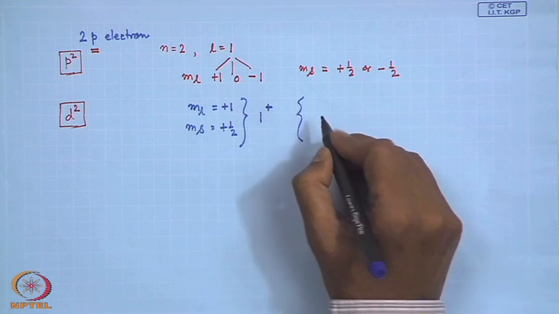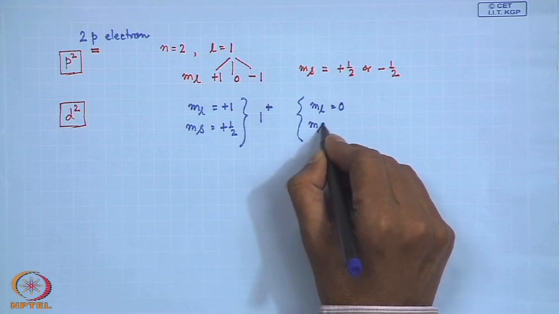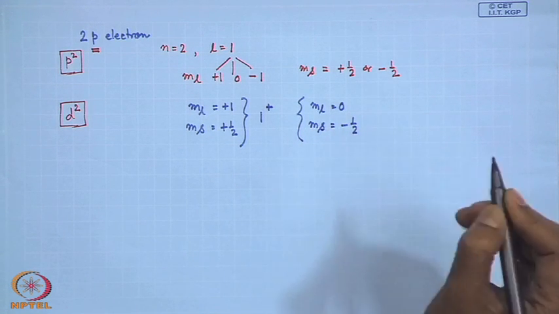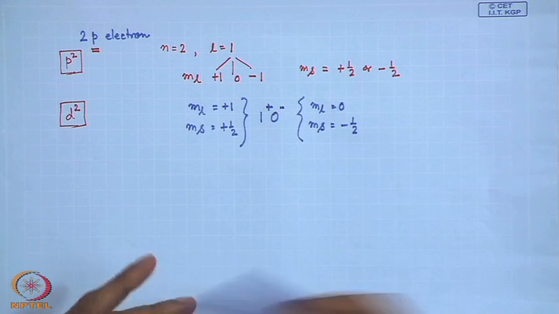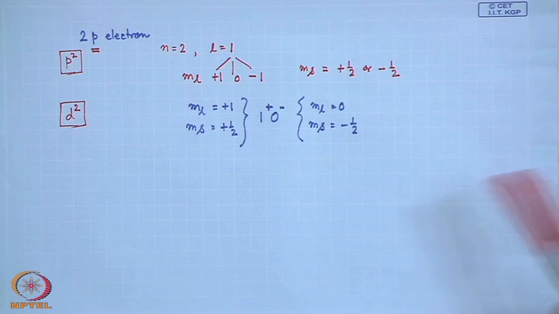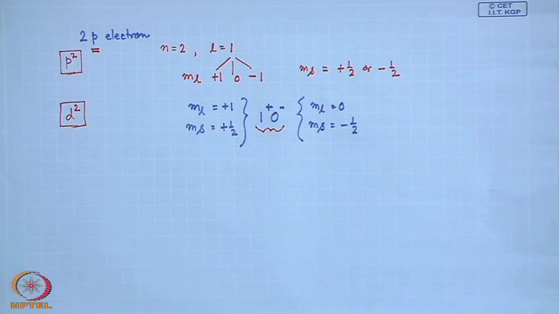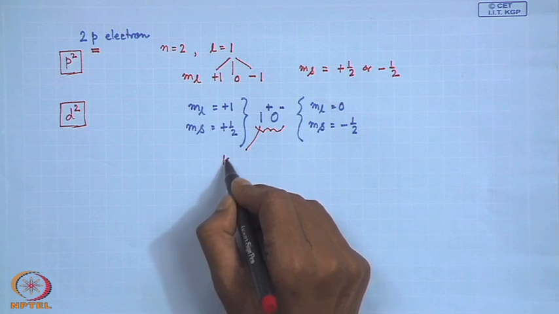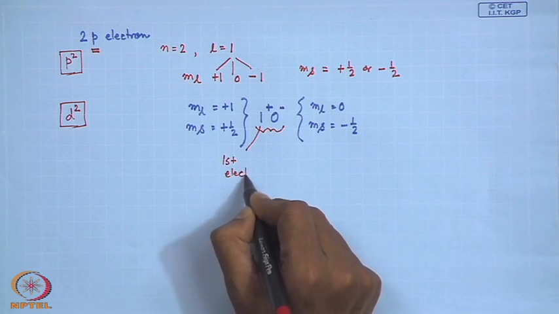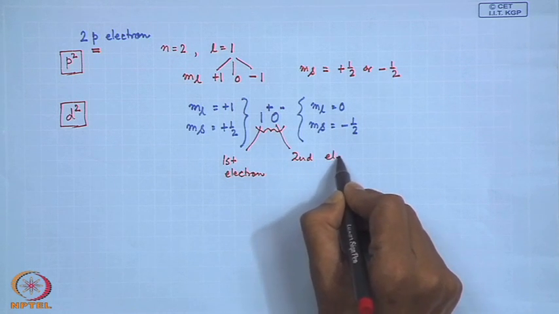Similarly, for the second electron, if we take ml equal to 0 and ms equal to minus half, we will have 0 minus. So, this is a corresponding state where the 2 electrons can be classified by this abbreviated labeling, 1 plus 0 minus, where the first one is for the first electron and this is for the second electron.